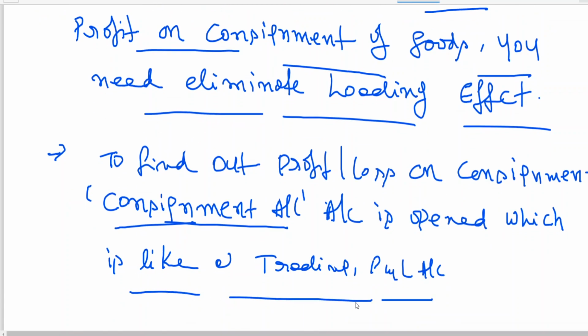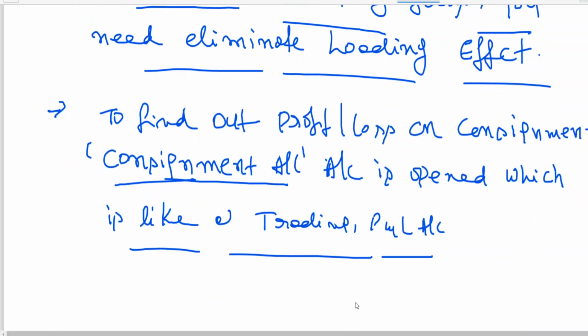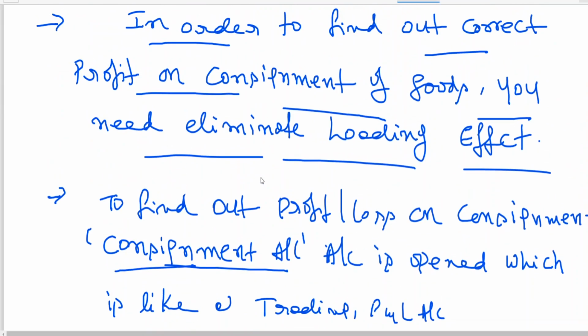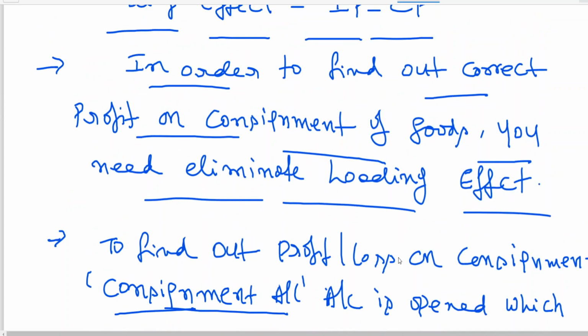Now maybe today we'll be learning the entries also. To find out profit or loss on consignment, consignment account is opened, which is like a trading or profit and loss account. So I told you in the beginning, today, in order to find out correct profit on consignment of goods, you need to eliminate loading effect. The pro forma we'll be learning.